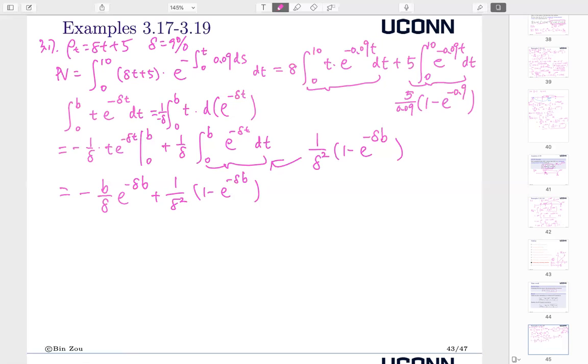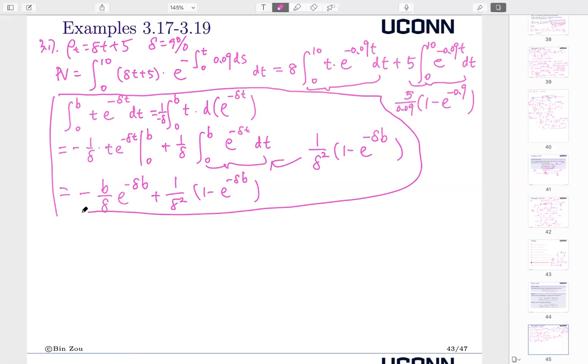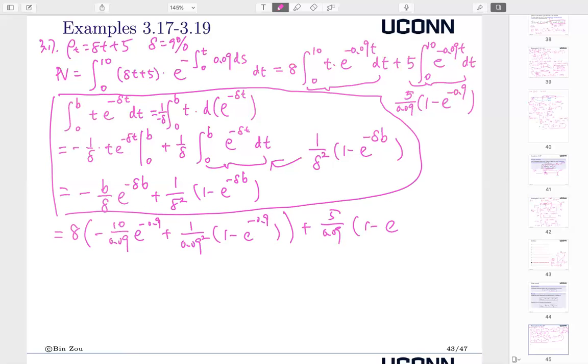Right? If you want, you can call this a formula, because this is rather important. It is just a calculus exercise, right? Then you plug in, you will get 8 plus 1 divided by 0.09, 1 minus negative 8 plus 5 divided by 0.9, 1 minus e of negative 0.9. The rest you can just use a calculator. And this step is fairly easy.